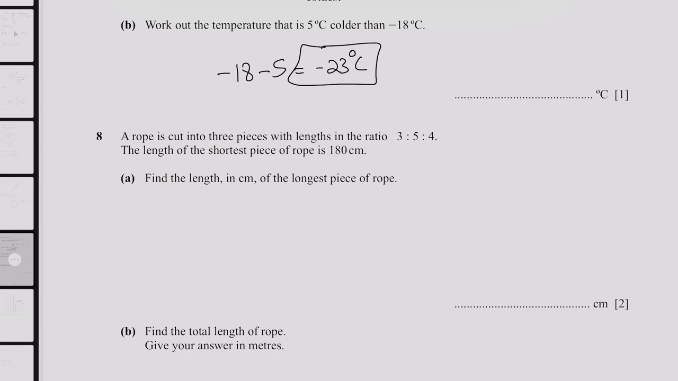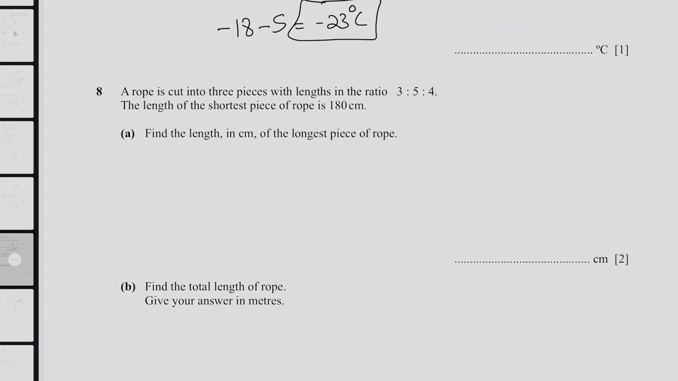Okay, a rope is cut into 3 pieces with lengths in ratio 3:4:5. The length of the shortest piece of rope is 180 centimeters. Find the length in centimeters of the longest piece of rope.